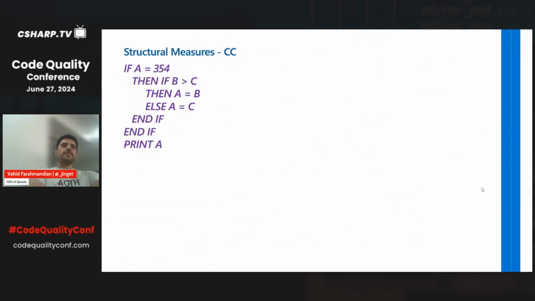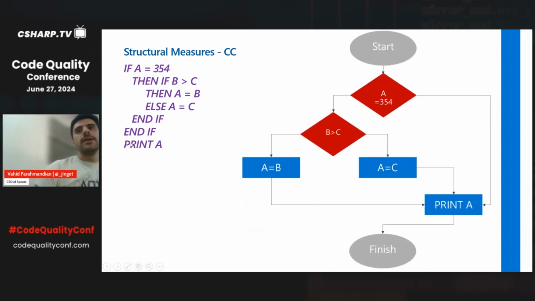We have some other code. We have an if condition here, with another if nested inside it, and something else. Okay, let's create the flowchart for that code. We have a start and finish point here. A is equal to, there's a condition point. If A is equal to 345, then the B is greater than 0 check is activated. Otherwise, the print A route is activated and the code goes on.